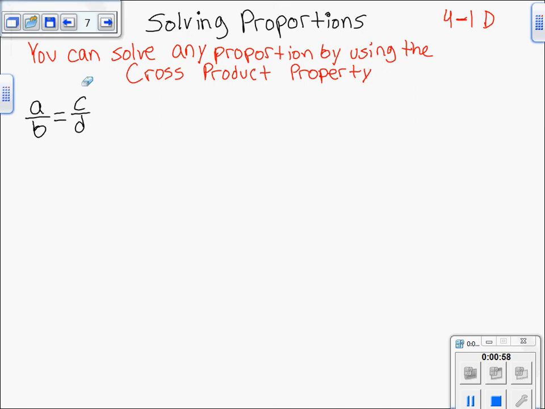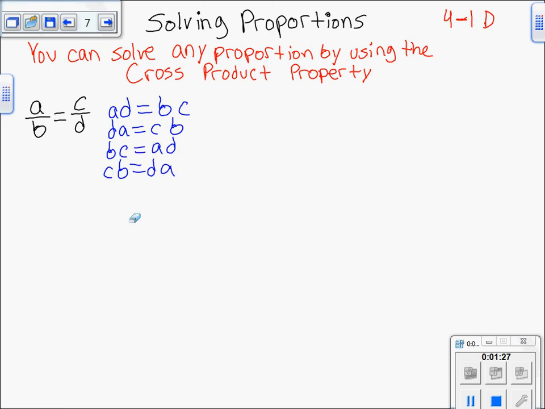Here's what we're saying. The cross product property tells us that if you have a over b equals c over d, this will always be true: a times d will always equal b times c. Always. Now that can be written a different way. That can be written as d times a equals c times b. Or it can be completely flipped if you want: b times c equals a times d, or c times b equals d times a.